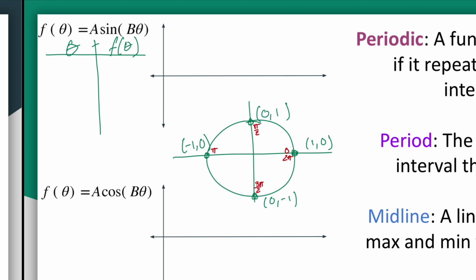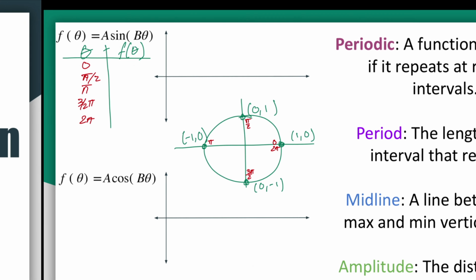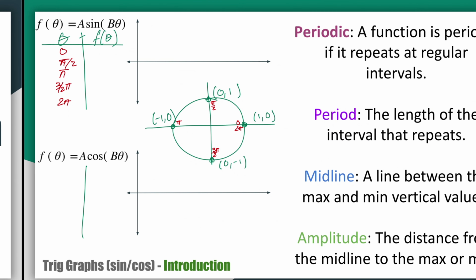So we're going to start off with 0, and then pi over 2, pi, 3 halves pi, these are the worst looking pi's ever, and then 2 pi, okay? And then the same thing for this one down here. Okay, so 0, pi half, pi, 3 over 2 pi, and 2 pi.